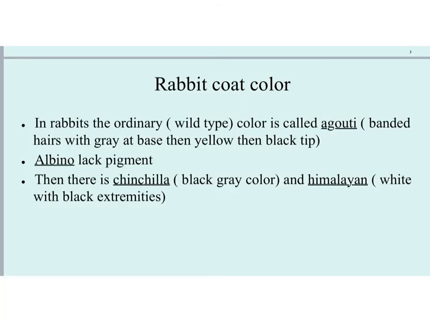So in rabbit coat color, the wild type is called Algati, and what that means is that there's bands of hair. So it'll start off gray, and then it goes yellow, and then the tip is black. Albino means they're completely white because they're lacking pigment. Then there's chinchilla, which is a black-gray color, and then there's Himalayan, which is white with black extremities.